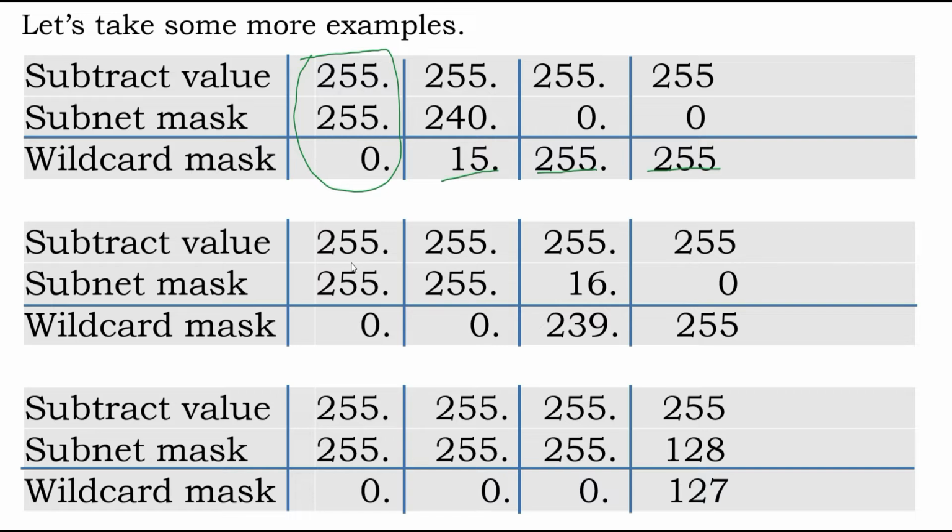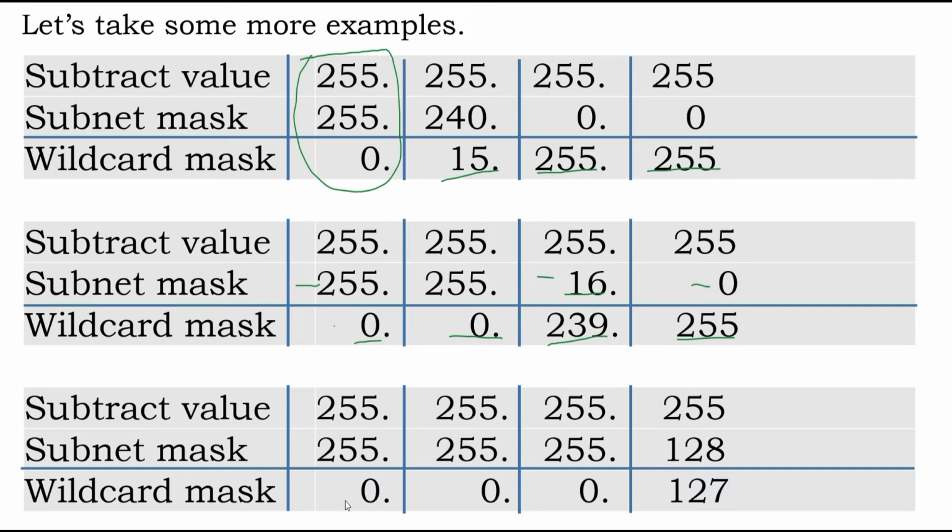In the second example, 255 minus 255 equals 0. So, we will write 0 here and here. In the third byte of the subnet mask, we have the value 16. If we subtract 16 from 255, we get 239. Therefore, we will write 239 in the third byte of the wildcard mask. 255 minus 0 equals 255. So, we will write 255 in the fourth byte.